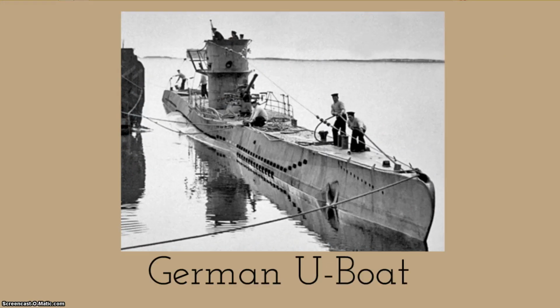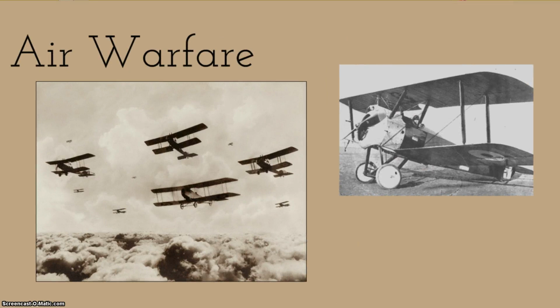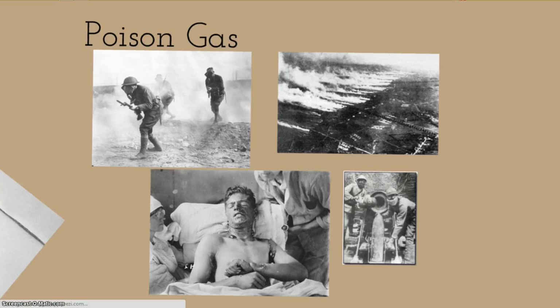Here's a picture of a U-boat. The Germans did a really good job of advancing this U-boat, but they're going to get into some problems with their policies over unrestricted submarine warfare, which we're going to talk about. They eventually figured out for the airplanes to put the guns on the outside of the propeller, and then here's some example of poison gas.